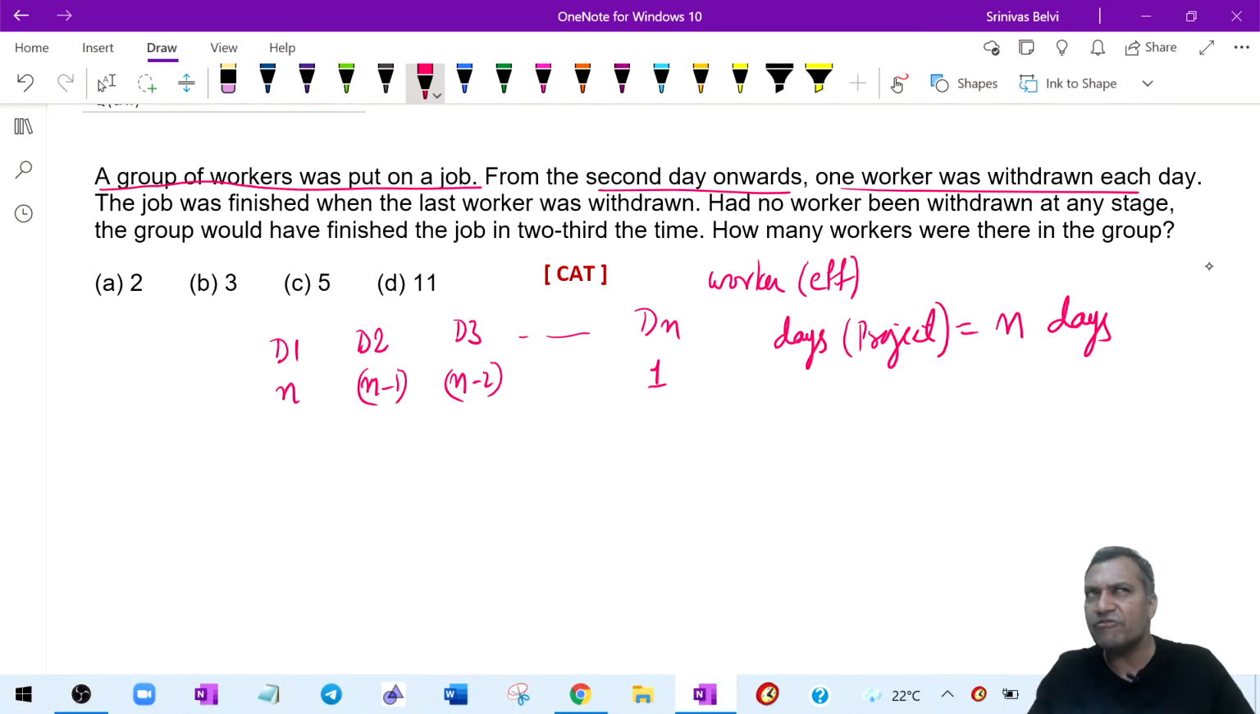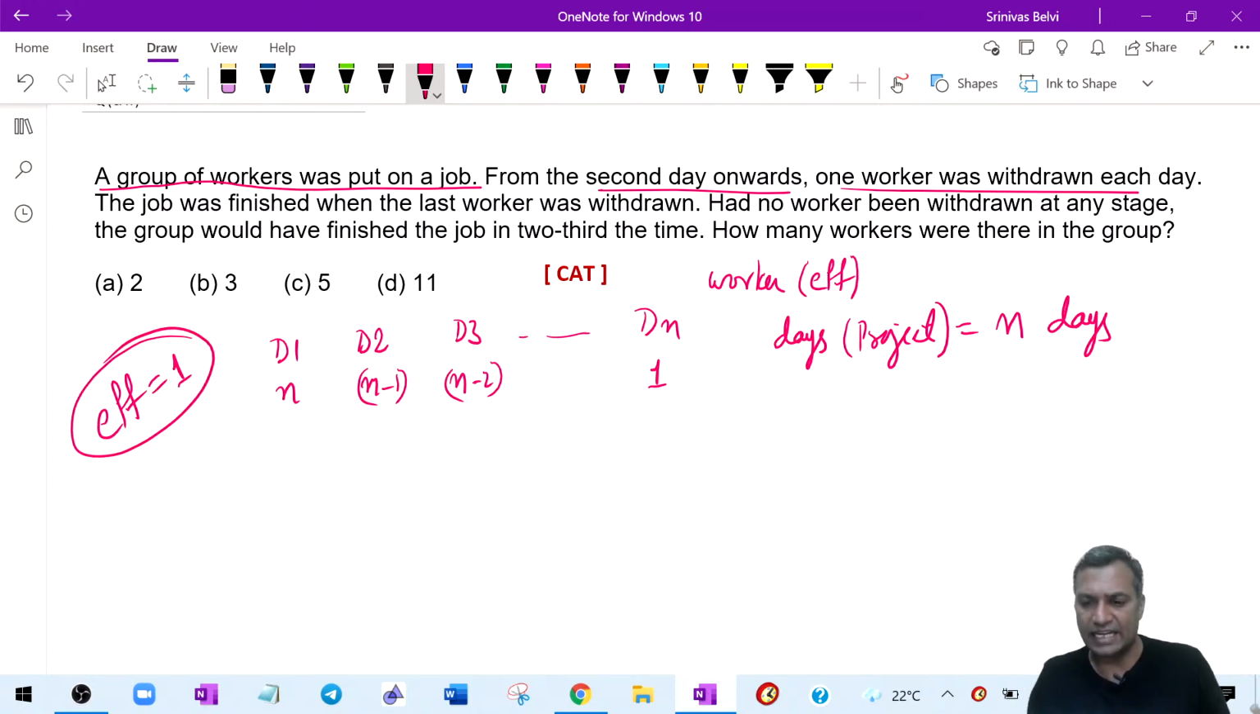Okay, what about the efficiency? Doesn't matter, case 1 or case 2, efficiency remains the same. Therefore, I can simply take the efficiency of each worker as 1 unit per day. You may say, no sir, I will take X. If you take X, X will get cancelled. We will see that also.